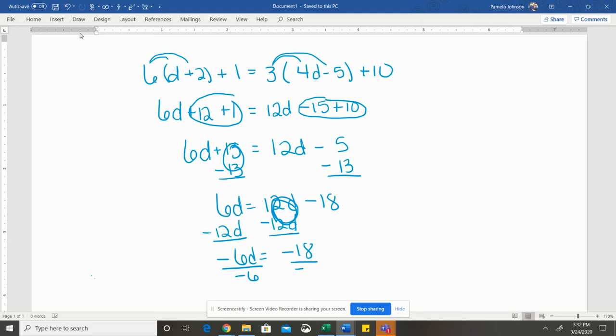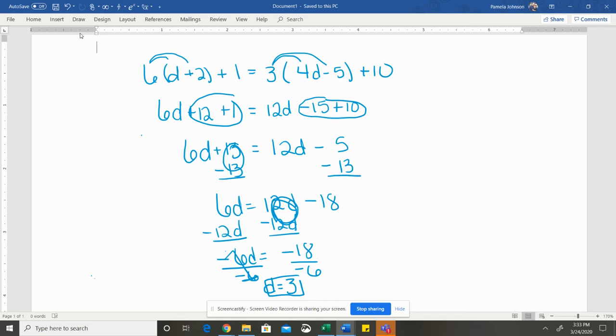Remember, once we get to the solving part of it, we're always going to do the opposite of what it says, because we want to undo the operations that got us into that equation to begin with. So these cancel out. So we have 1D. Negative 18 divided by negative 6. Well, the two negatives are going to give us a positive. And 18 divided by 6 is going to be 3. So our final answer is D equals 3.